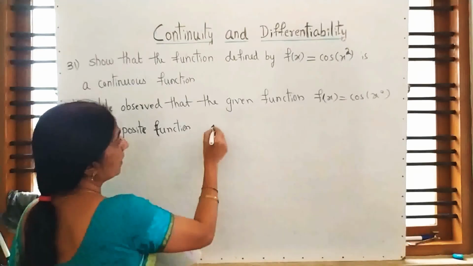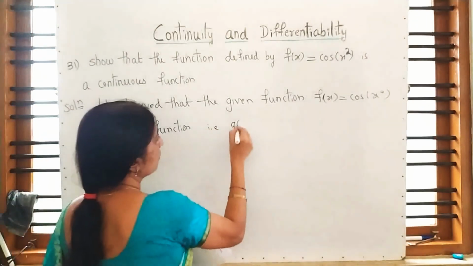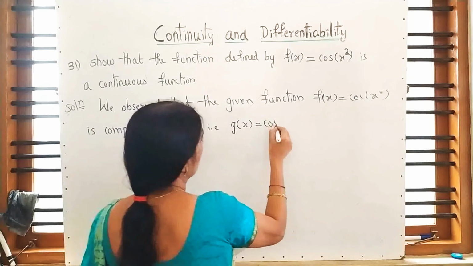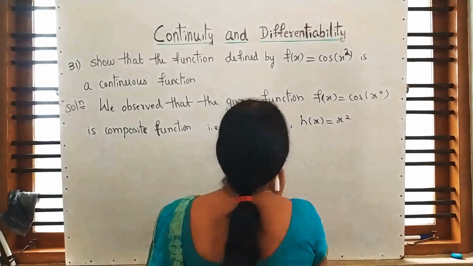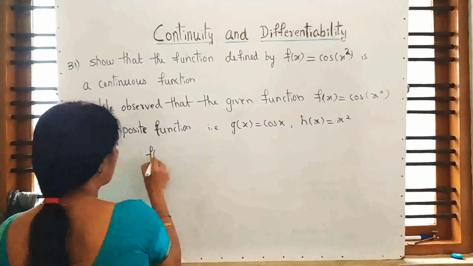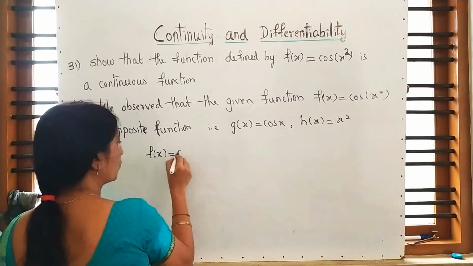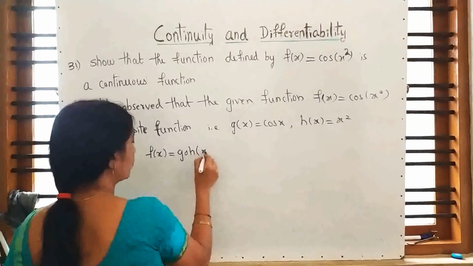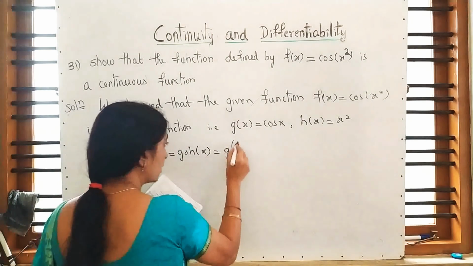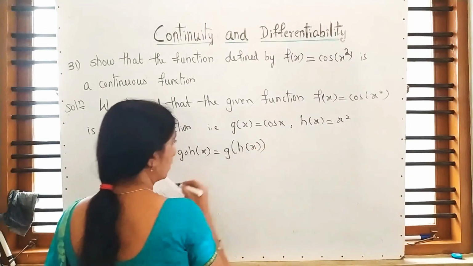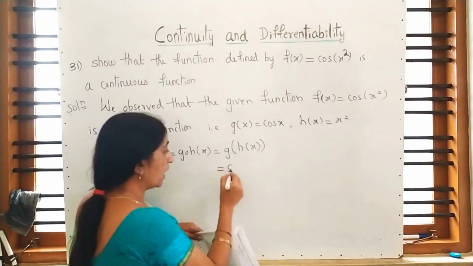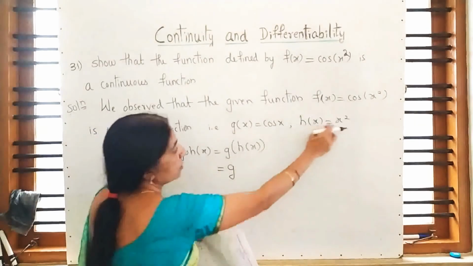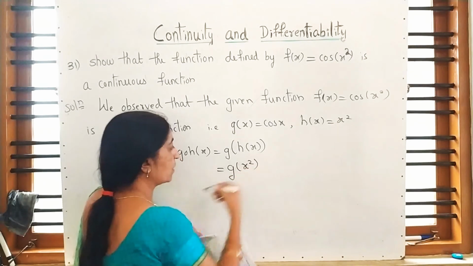That is how you write it. That is, g of x is cos x and h of x is x square. So f of x is equal to g of h of x. You know how to write composite functions, which you studied in the first year. I keep g as it is. What is h of x? h of x is x square.